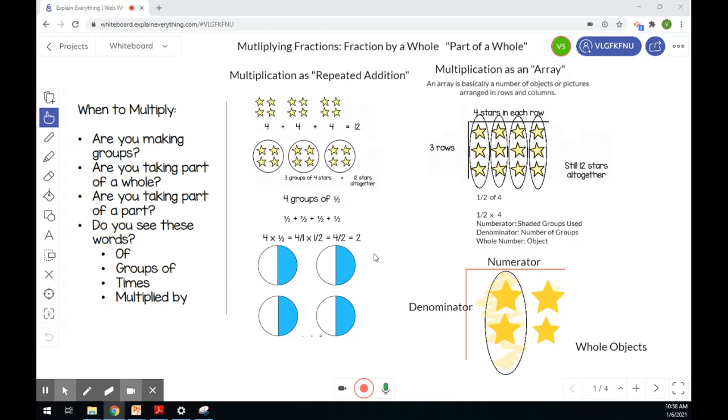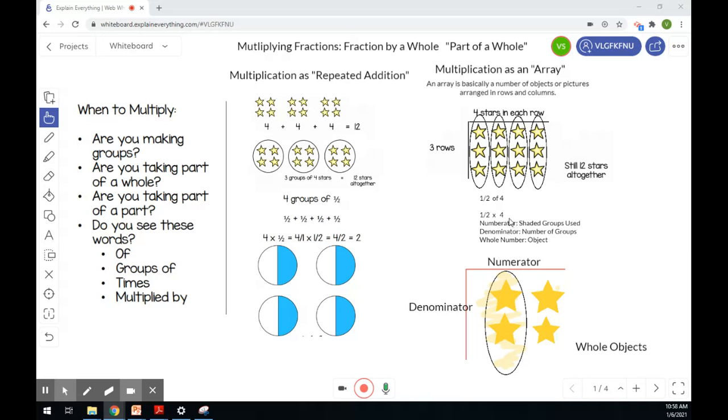So how does that relate to fractions? How do we look at multiplying fractions with an array? We actually call this type of multiplication a part of a whole. For example, if I have 1/2 times 4, the numerator, I spelled that wrong, it should be numerator, shows me the shaded groups used. The denominator tells me the number of groups, and the whole number represents the number of objects.